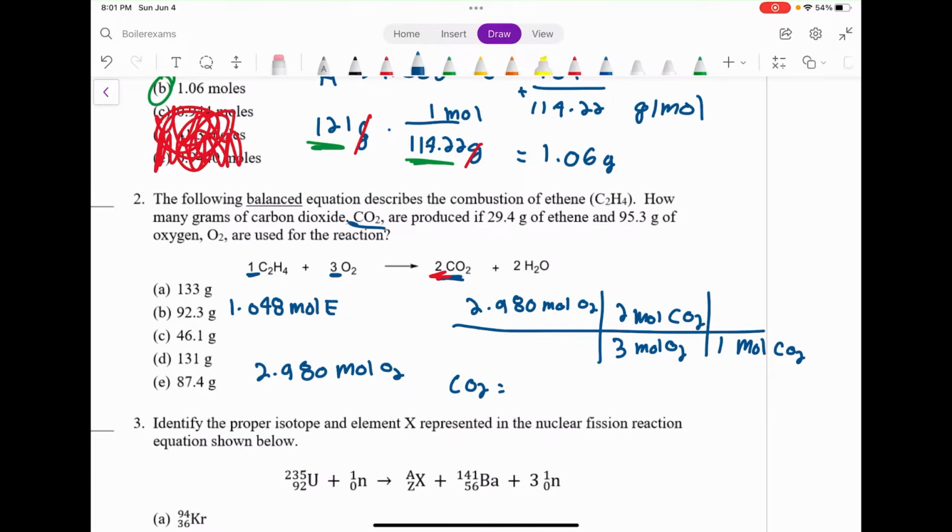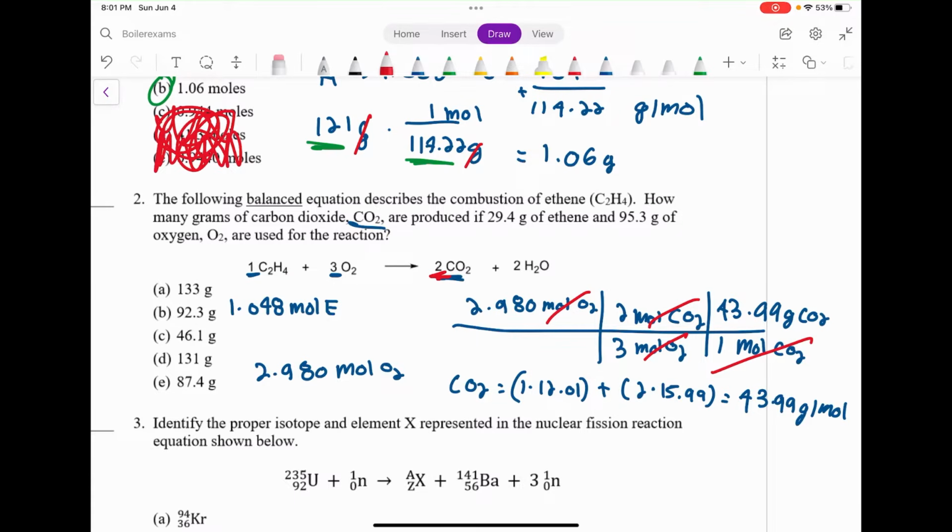CO2 molecular weight is 1 times 12.01 plus 2 times 15.99. Okay, it's about 44 grams per mole. So let me throw in this ratio. According to our dimensional analysis here, moles of O2 cancel, moles of CO2 cancel, and then we would just have grams of CO2. So now multiply the top, divide by the bottom. 2.98 times 2 times 43.99 divided by 3 divided by 1.